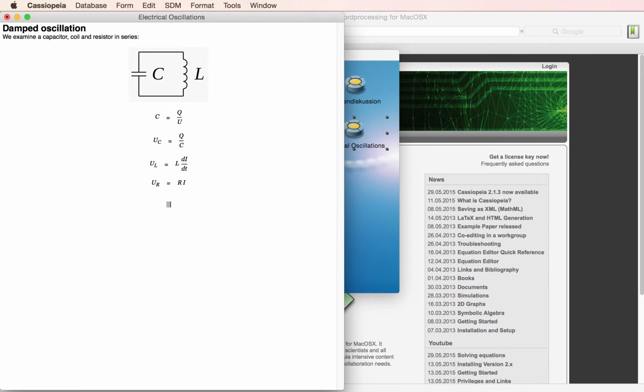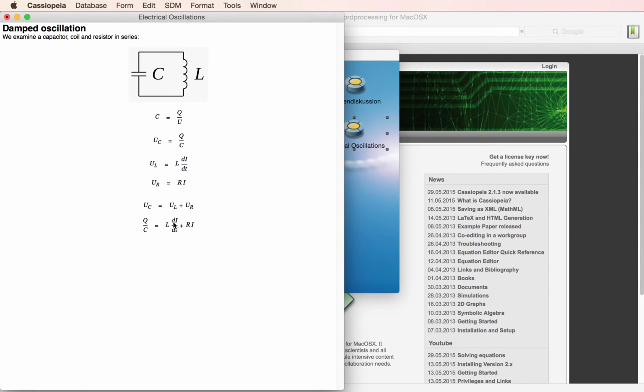Let's put all this into one equation. You see the voltage over the cap is the voltage over the coil plus the voltage over the resistor. So we have UL plus UR. We can now simply drag all these guys into this equation and get this one. Now we have Q and I.